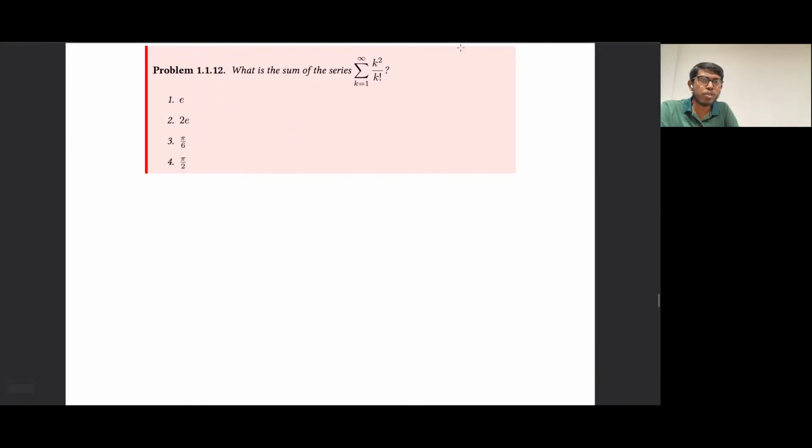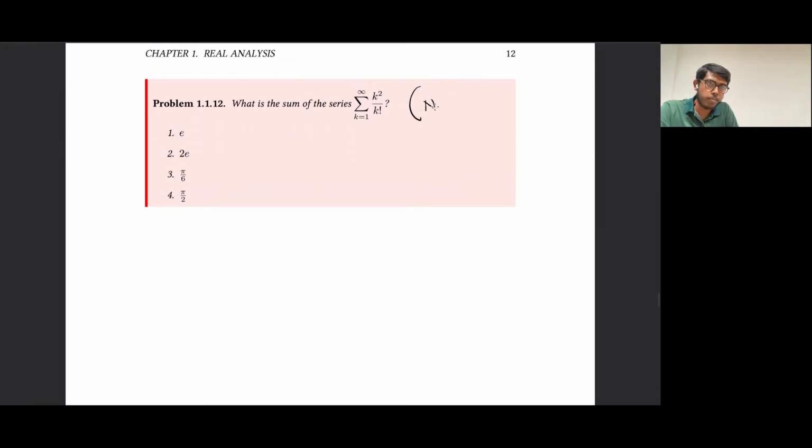Yeah. So this was asked also in NBHM. And I guess the previous was also asked in NBHM. Yes. So what is your thought about this problem? What is the correct answer? Any thought? Okay. So this is not difficult.